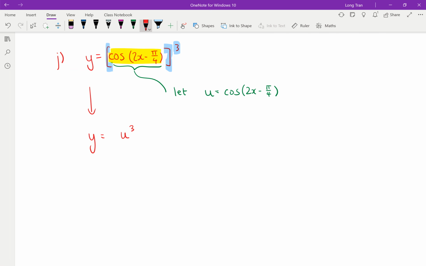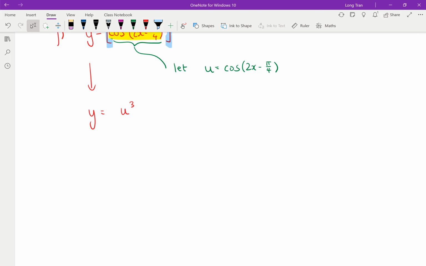If I replace that entire thing I've highlighted with the variable u, then it becomes y equals u cubed. Now this is something I can differentiate. I'm more familiar with this in terms of the power rule. I know that dy/du, remembering u is a made up variable, gives me 3 multiplied by u to the power of 3 minus 1, which gives me 3u squared. So that's dy/du.